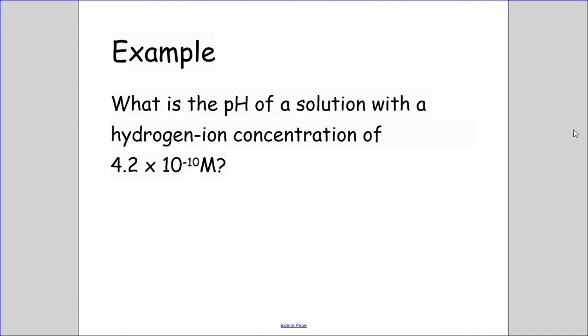So in our first example, what is the pH of a solution with a hydrogen ion concentration of 4.2 times 10 to the negative 10? So again, pause the video, take a look at the table from the notes, and see if you can make that work within the equation.